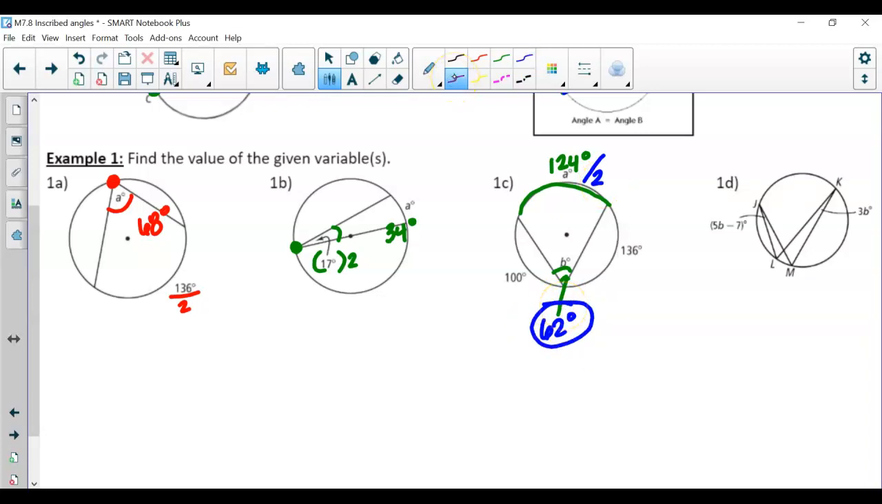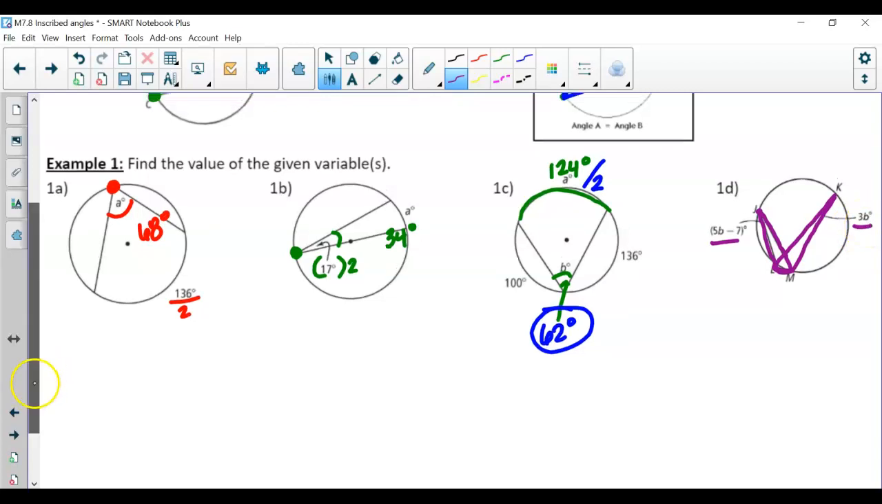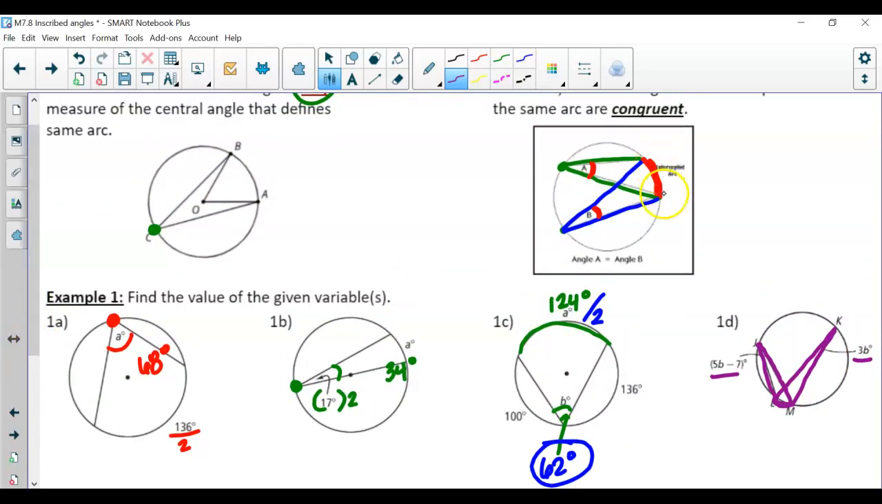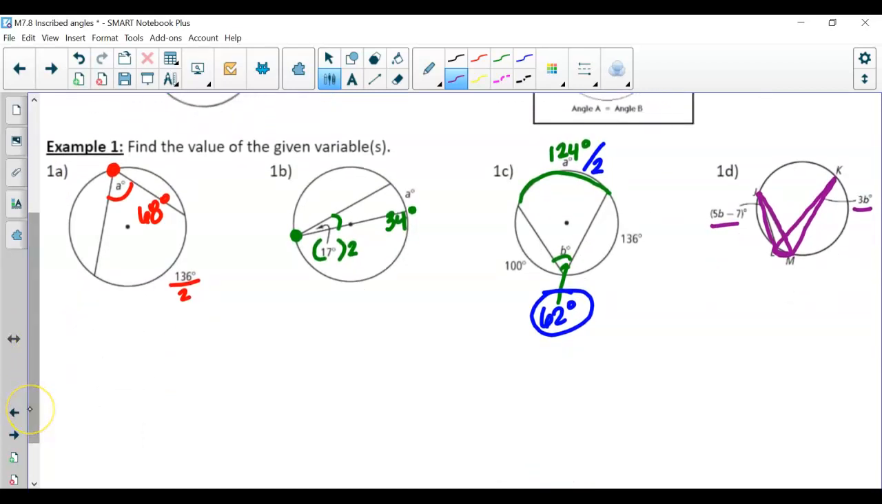So now our last one here. Notice our inscribed angle creates arc LM. And this inscribed angle here, that's 3B, also creates LM. So I know that people just want to go, okay, let's set them equal to each other. But why do we set them equal to each other? Because they create the same intercepted arc, making them congruent. So again, make sure you know that why.